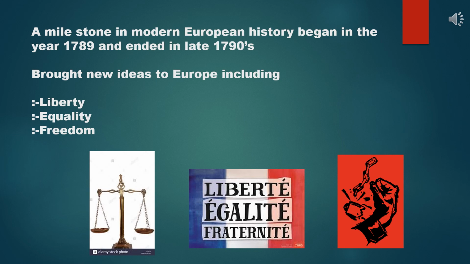The French Revolution was a milestone episode in modern European history. It began in the year 1789 and ended in the late 1790s with the rise of Napoleon Bonaparte. The French Revolution played a critical role in shaping modern nations. It brought new ideas to Europe, including liberty, equality, and freedom. These new ideas continued to influence Europe and helped to shape many of Europe's modern day governments.